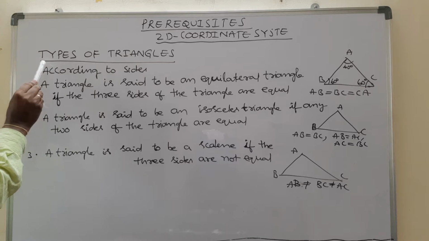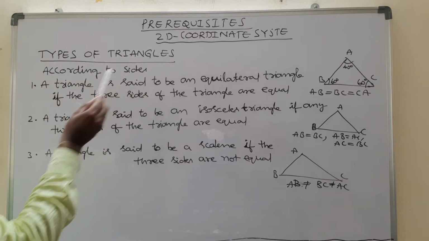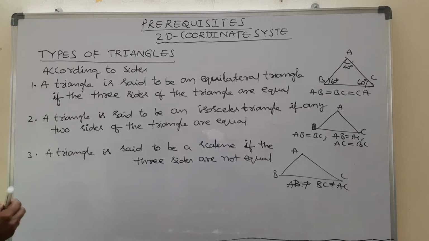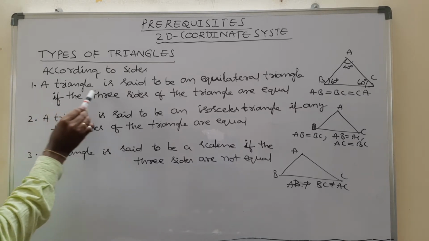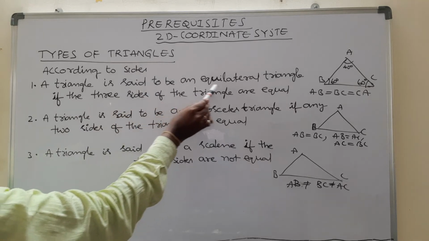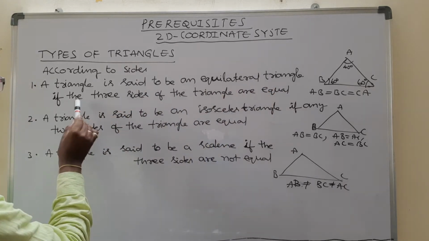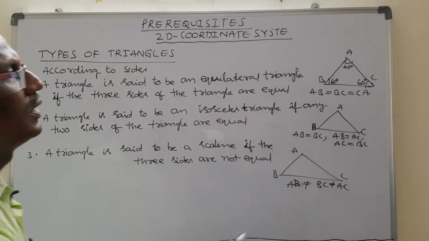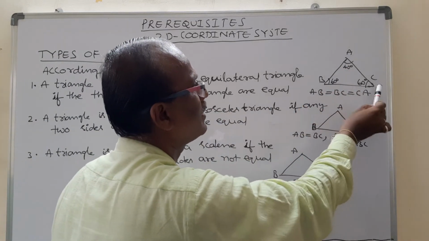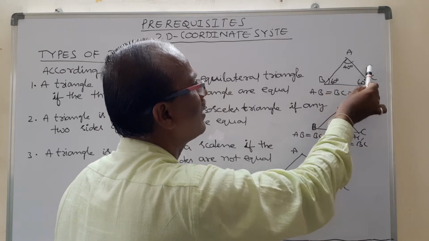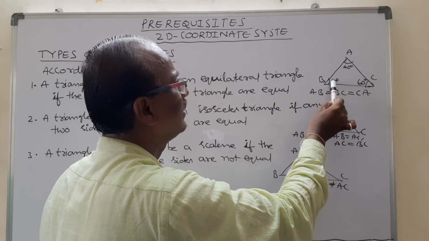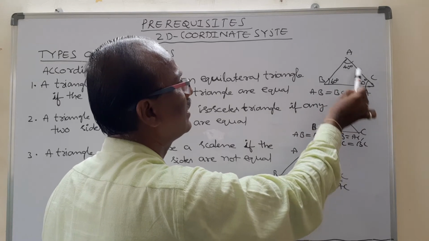Next, we discuss types of triangles. According to sides, triangles are of three types. First, a triangle is said to be an equilateral triangle if the three sides of the triangle are equal. Here, this is the triangle ABC, and the three sides are equal. The angles in an equilateral triangle are each 60 degrees, 60 degrees, 60 degrees.